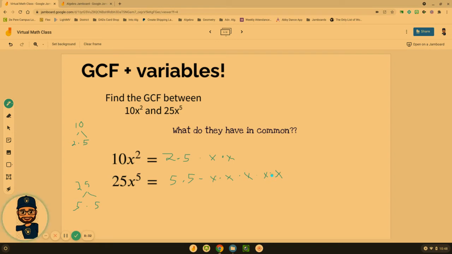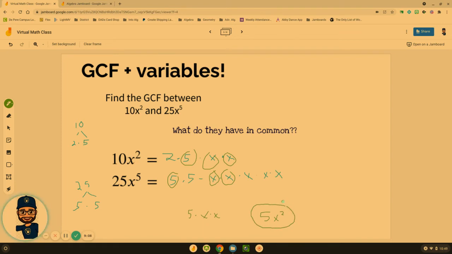Whew. Now what we're going to do is we're going to circle anything that they have in common, right? Anything they have in common. There's a 5, there's a 5. There's an x, there's an x. There's an x, there's an x. And that's all they have in common because this one doesn't have anything else. So I'm going to bring 5 times x down. Whatever they have in common, you bring it down and simplify into 5x squared, and that will be the greatest common factor.